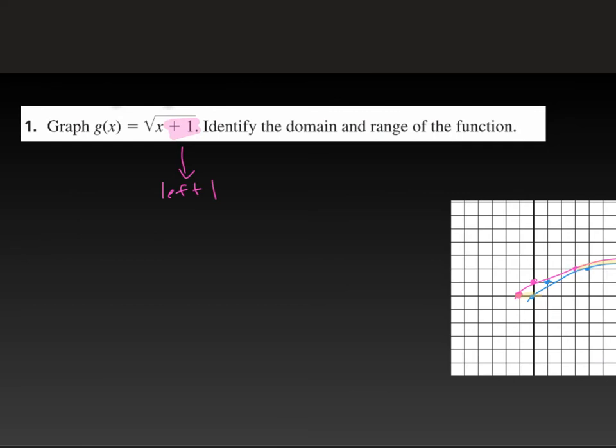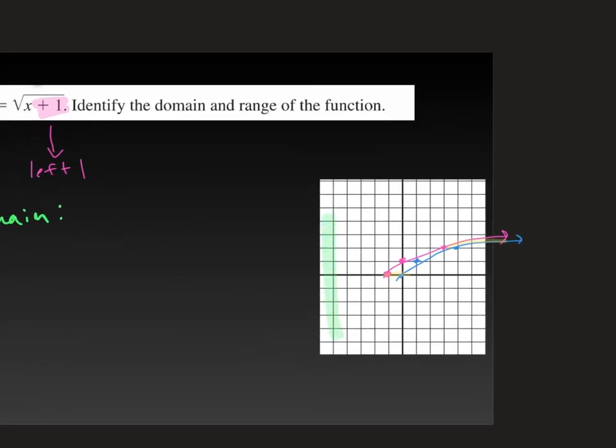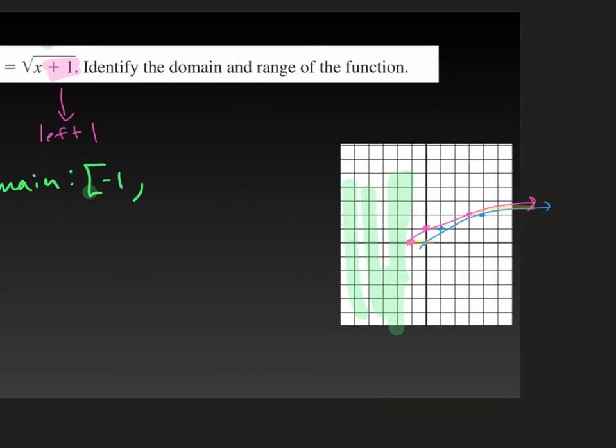So let's identify our domain and range. What's our domain here for our g of x graph? What is our smallest x value? Where does our graph start? What x value does our graph start at? -1. So our smallest x value here is -1. And then what's our largest x value that our graph could have? Infinity. Our graph goes forever in the right direction. So our largest x value is infinity.